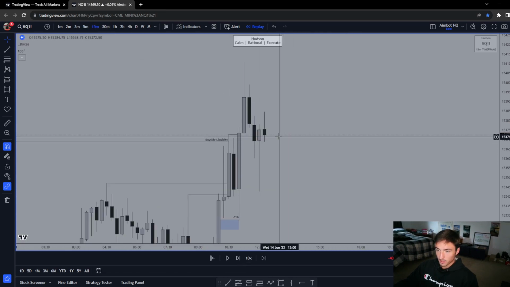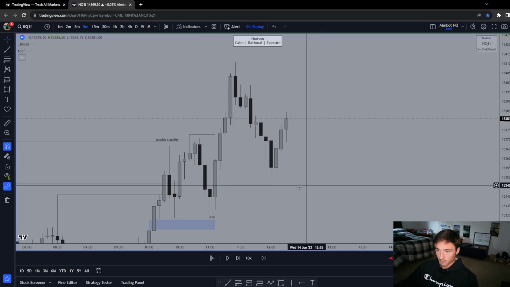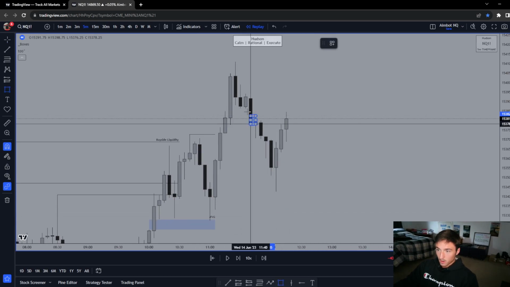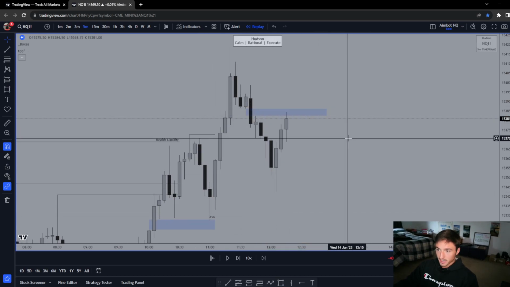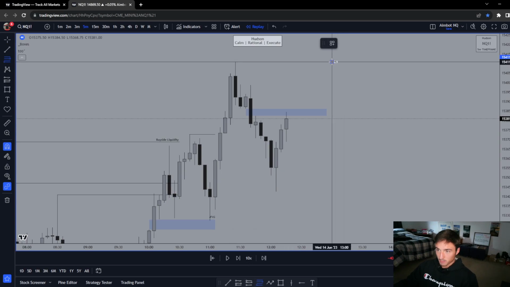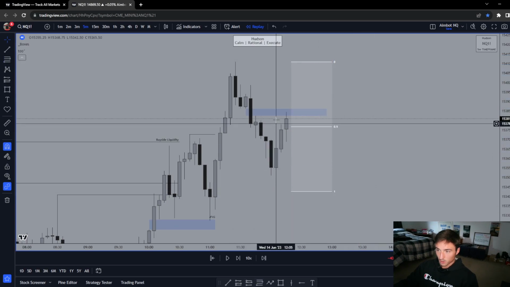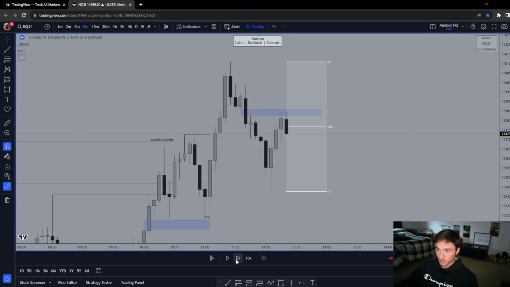What are we doing on the 15-minute? Close below a bullish... I couldn't even think of the word fair value gap, but we have a fair value gap right here that's in a premium, right? This is in a premium of this range. So we reach a premium. Let's see what we do.